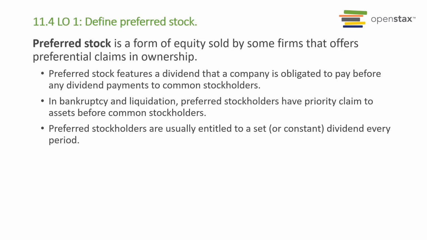Preferred stock is a form of equity sold by some firms that offers preferential claims and ownership. It features a dividend that a company is obligated to pay before any dividend payments to common stockholders. In the case of bankruptcy or liquidation, preferred stockholders have priority claim to assets before common stockholders, but they do not have priority claim over bondholders. Preferred stockholders are usually entitled to a set or constant dividend every period.